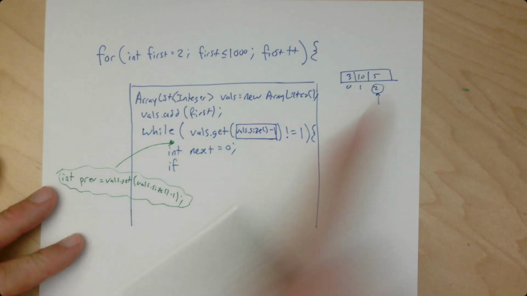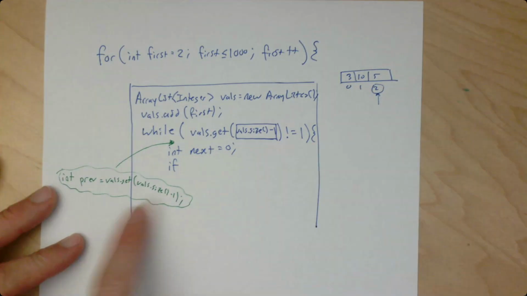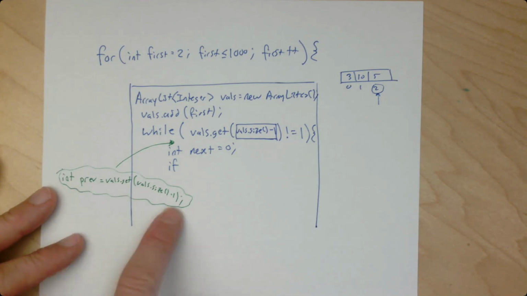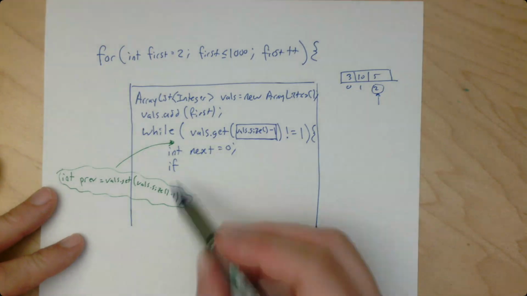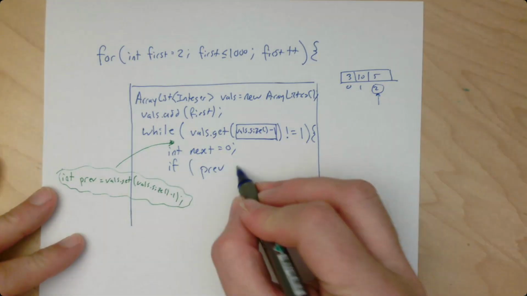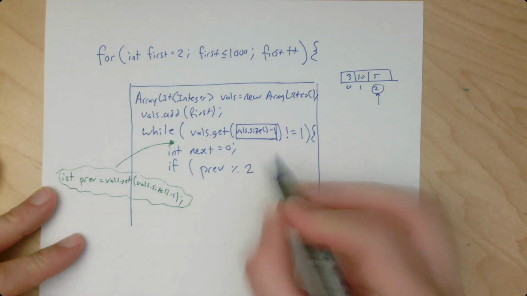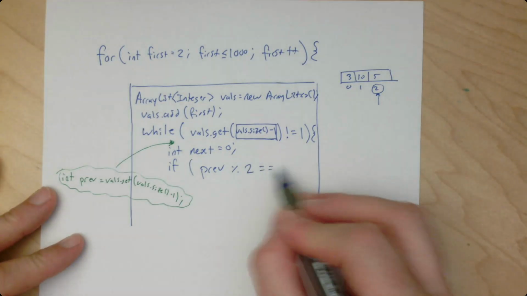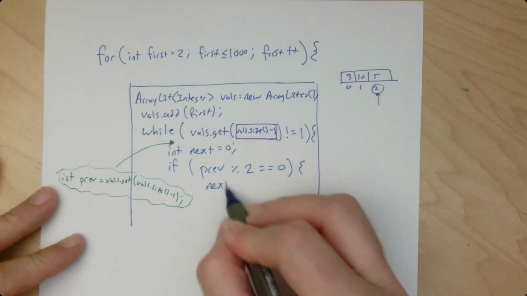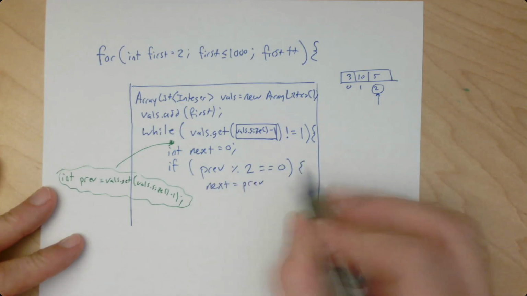So this most recent value in the list, I'm going to get it out and save it into a variable called prev, because it's much shorter to write the word previous than it is to write this whole thing. Okay, so what were the rules? The rules were if the previous number was even, so if the remainder when I divide it by 2 is 0, in that case, next is going to be previous divided by 2.